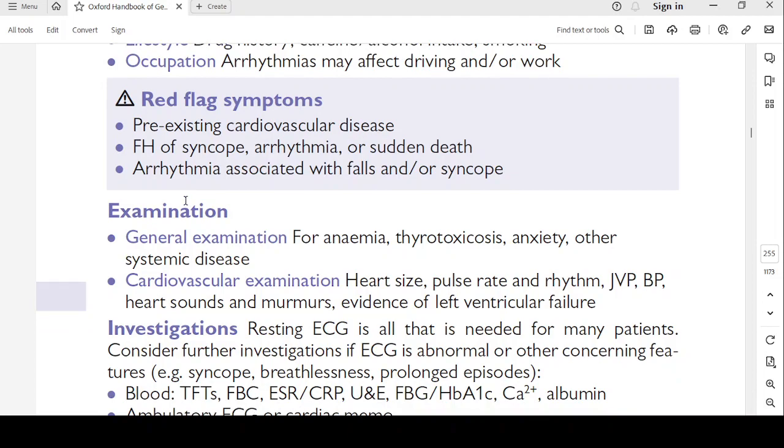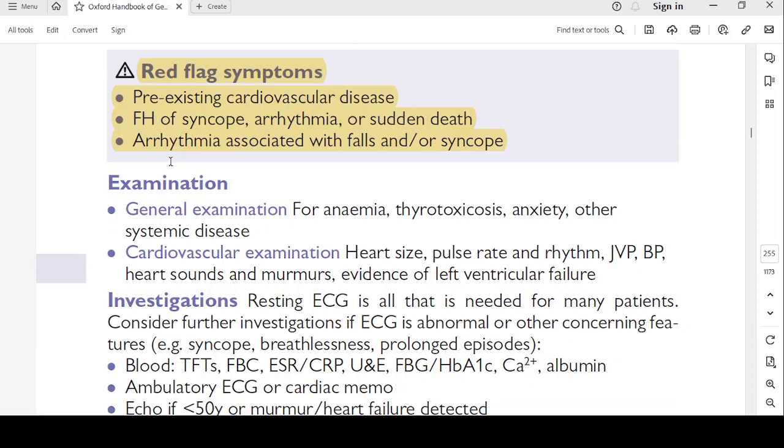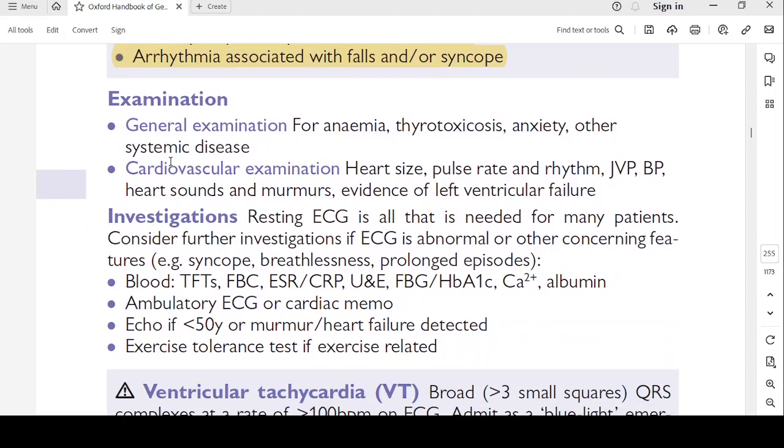Red flag symptoms in case of arrhythmias. These are palpitation, tachycardia, pre-existing cardiovascular disease, family history of syncope, arrhythmia or sudden death, and arrhythmia associated with falls or syncope. Examination: general examination for anemia, thyrotoxicosis, anxiety, other systemic disease, anything that can cause palpitation.